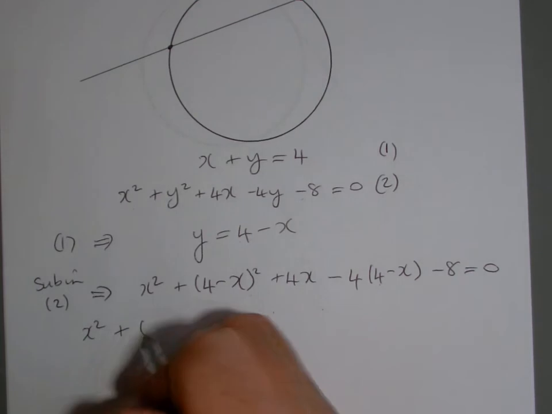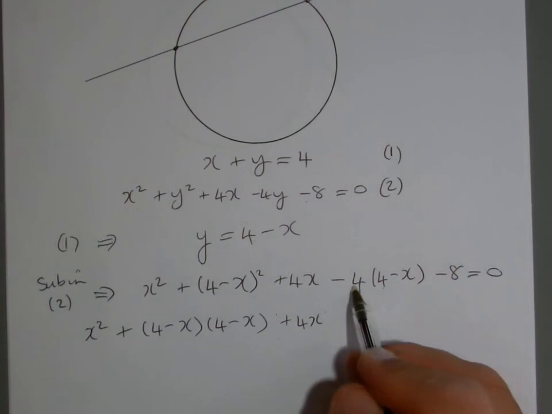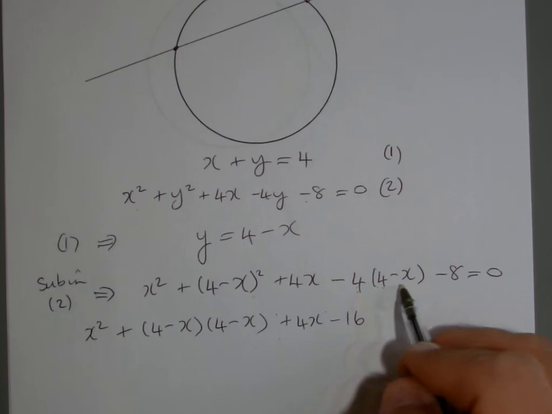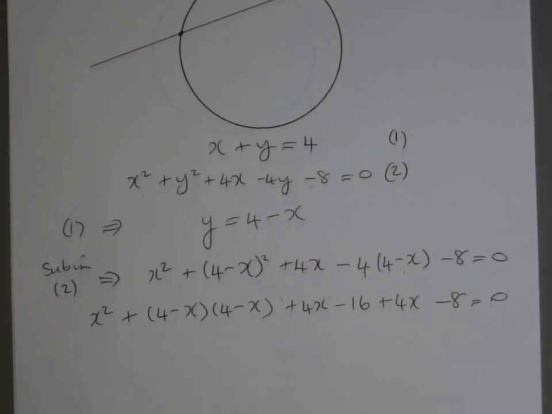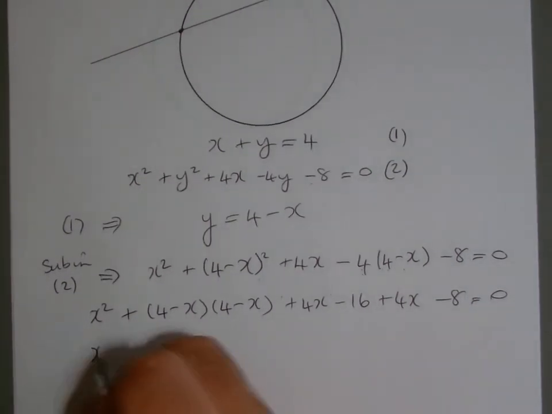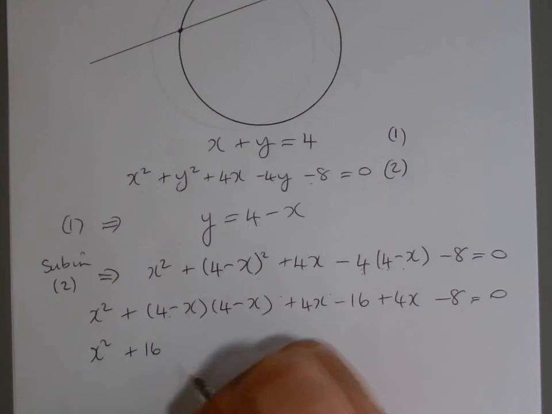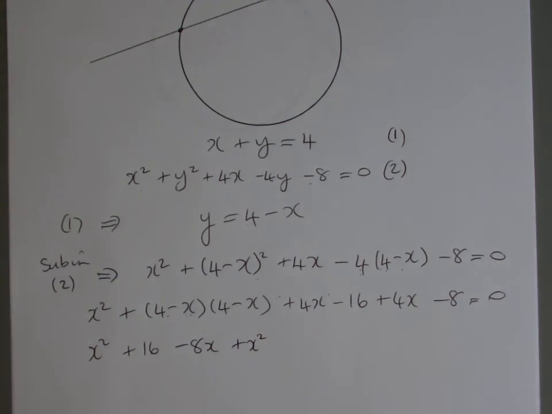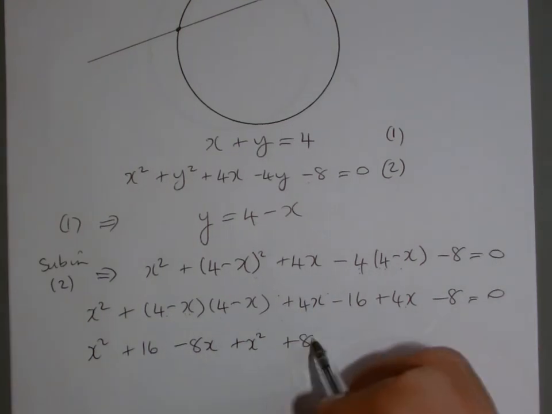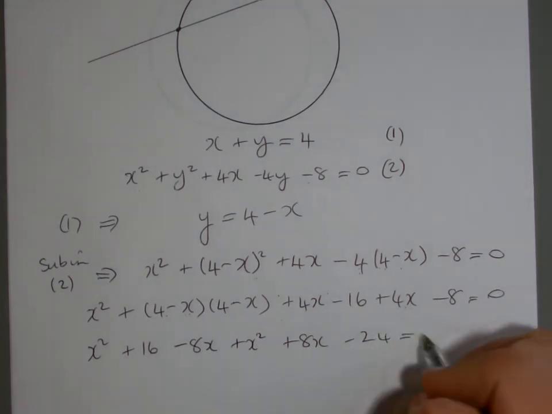So x squared plus, let's write that bracket out twice, plus 4x. Let's expand this bracket: minus 4 times 4 is minus 16, minus 4 times minus x is plus 4x, minus 8 is 0. Then let's expand this double bracket. First is 16, outers is negative 4x, inners is negative 4x, that's negative 8x altogether, plus x squared. We've then got plus 4x and 4x, that's plus 8x, and minus 16 minus 8 is minus 24 equals 0.